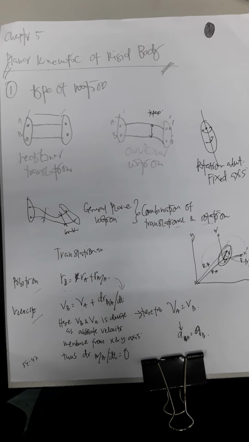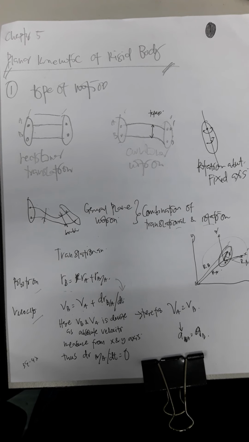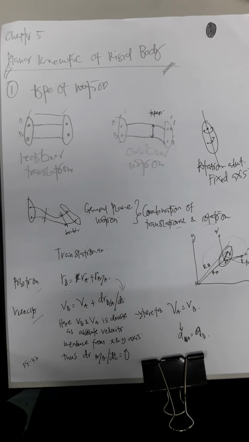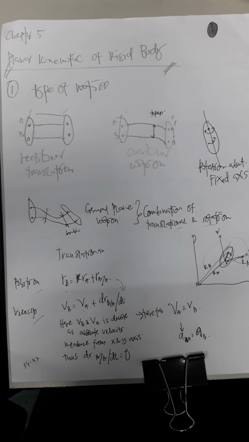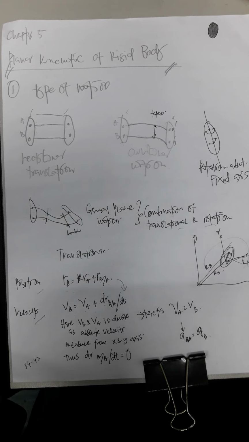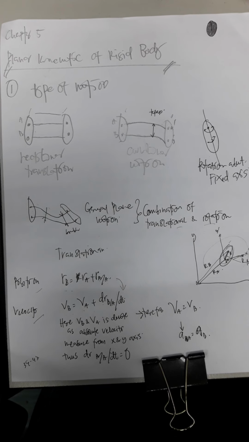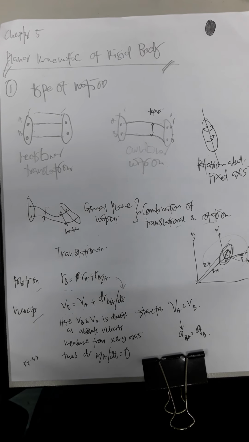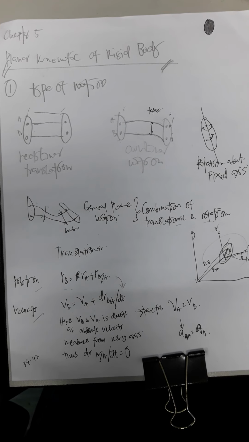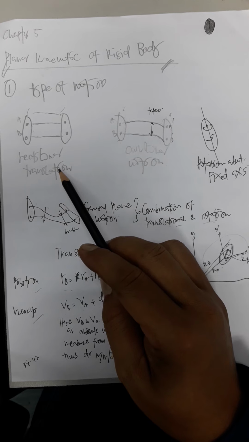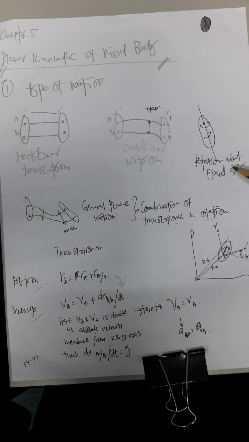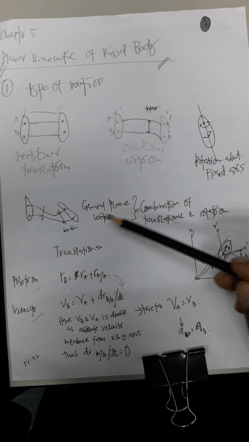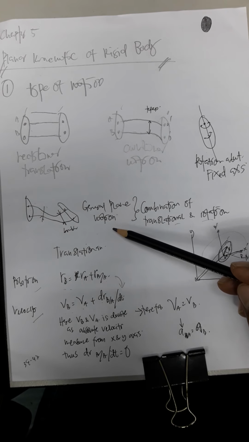So today, in this video, we are going to make a revision on chapter 5, namely planar kinematics of rigid body. Actually, in the planar kinematics of rigid body, there are four types of motion that you have to know and understand. Namely, the first one is rectilinear translational motion, the second one is curvilinear motion, the third one is rotation about fixed axis, and the fourth one is general plane motion.